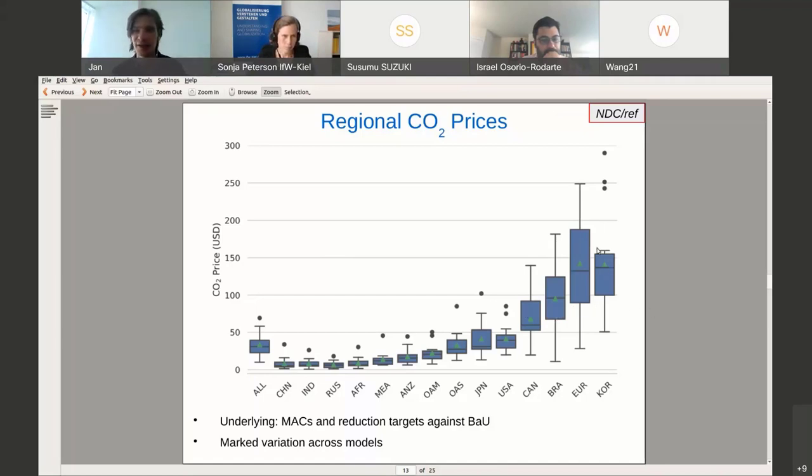What we see here, and on the next slides, are box whisker plots, where this line represents the median result, the green triangle is the mean result, and the boxes show the interquartile range. The whiskers show the last result that is within 1.5 times the interquartile range. And then in this case, we see outlier results outside of this 1.5 times interquartile range for CO2 prices.